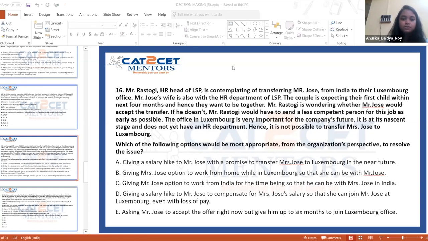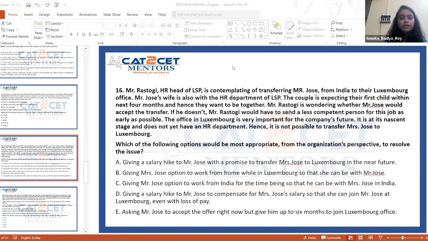C, giving Mr. Jose the option to work from India for the time being so that he can be with Mrs. Jose in India. Now that is detrimental for the company. Company wants profits. Company wants to send Mr. Jose to Luxembourg. Company, the office there needs him. So this is contrary to the interest of the company, not a good option. Company अपने interest छोड़ के तो नहीं करेगा ना कुछ भी, right? Not a good option.